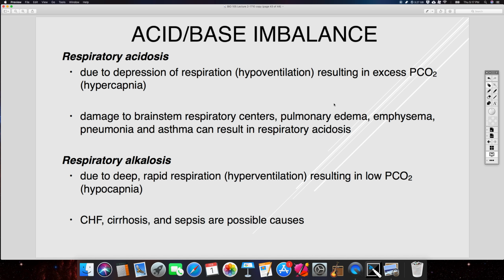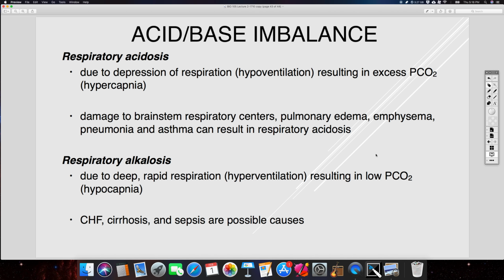Respiratory acidosis is typically due to hypoventilation, some sort of depression of respiration. So maybe damage to the medulla and the brainstem, or maybe something like restrictive lung diseases like emphysema and asthma. Pneumonia can certainly cause respiratory acidosis too, as can pulmonary edema, which you see in left-sided heart failure. Basically, it's just depression of respiration in some way. Anything that allows CO2 to stay in the body is going to cause respiratory acidosis.